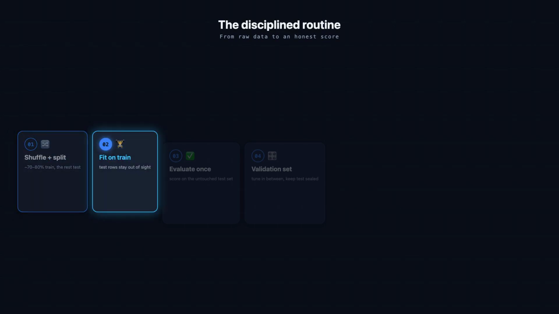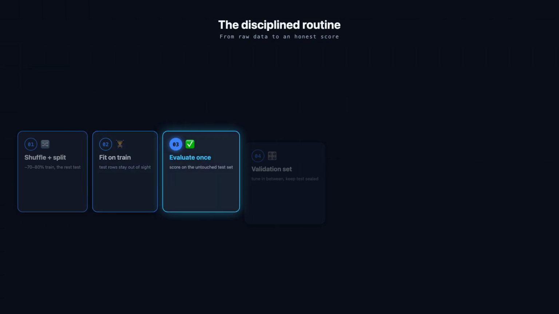Then you fit the model, and here's the one non-negotiable rule: you fit it only on the training portion. The test rows stay completely out of sight while the model learns its patterns, as if they didn't exist yet. Once training is done, you evaluate the model a single time on that untouched test set. Because it has genuinely never seen those examples, the score you get is an honest read on real-world performance.